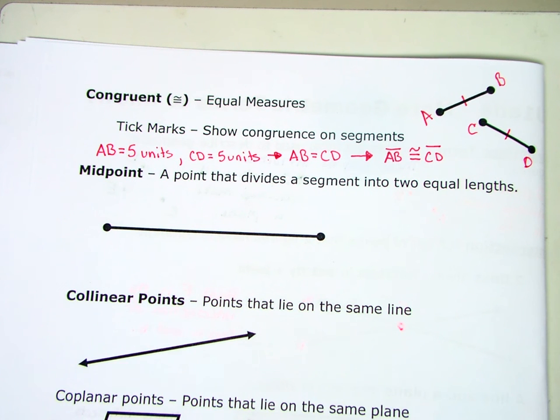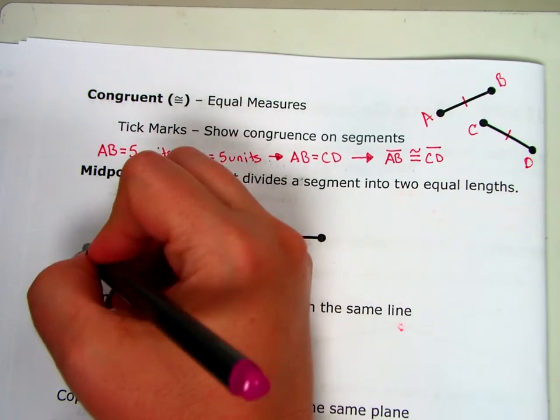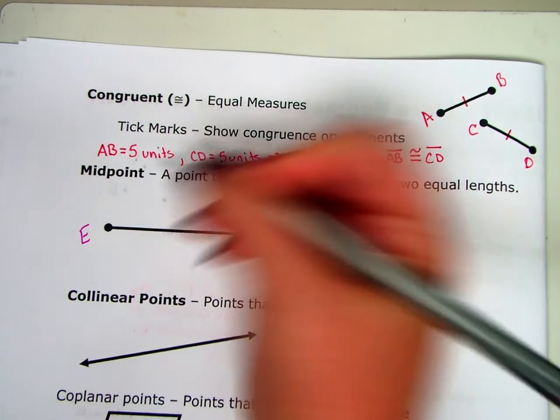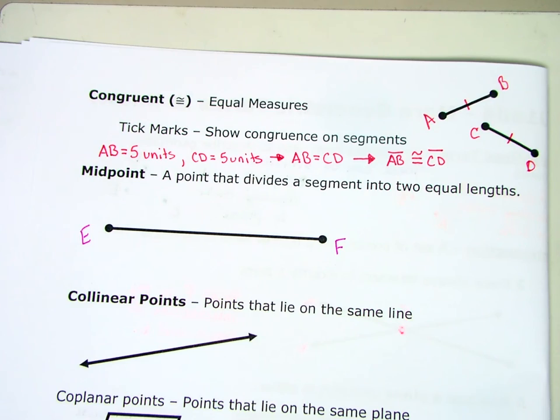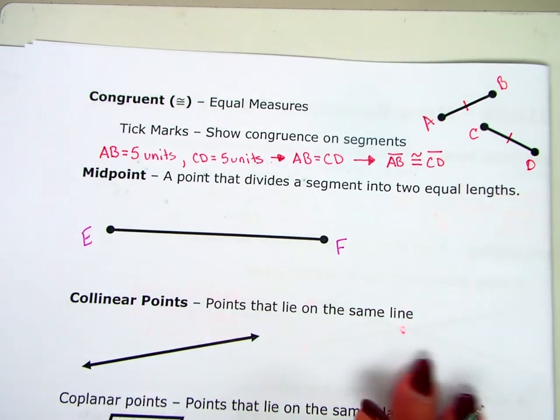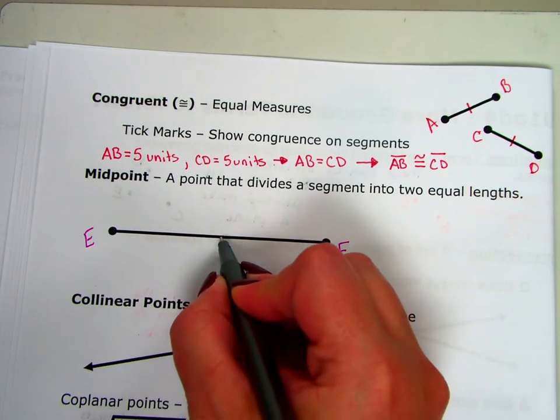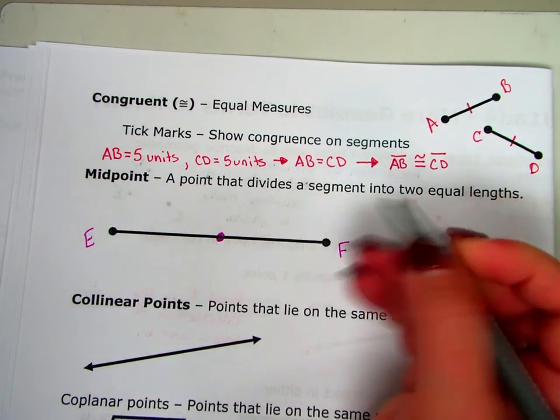Okay? Speaking of that, a midpoint is a point that divides a segment into 2 equal lengths. So if I have point E and point F, if I have a midpoint, then it's going to be right in the middle.